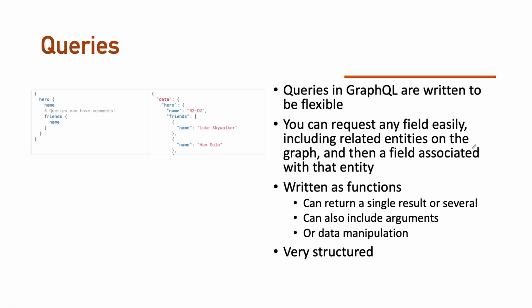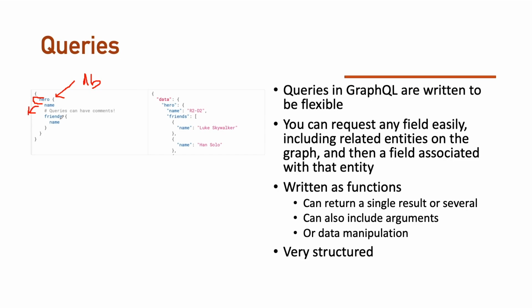So, queries. Queries in GraphQL are written to be really flexible. You can request any field easily, including related entities on a graph. So here you can see we've made a query for the hero. This is a query that the developer has written ahead of time and has done some kind of linking to the database already. So this is written in code, and they define it as hero.